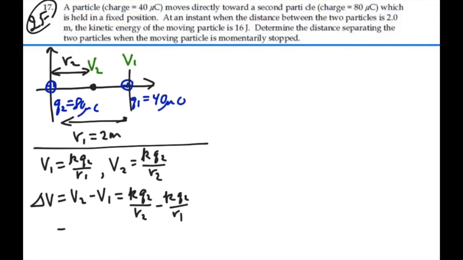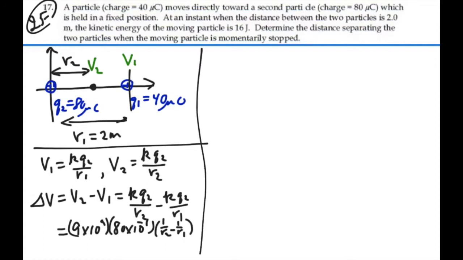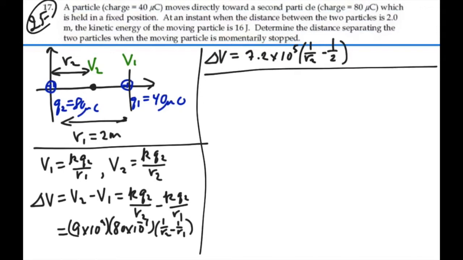Okay? So that's going to be equal to 9 times 10 to the 9 times Q2, which is 80 microcoulombs, times 1 over R2 minus 1 over R1. In other words, the change in potential is going to equal 7.2 times 10 to the 5 times 1 over R2 minus 1 over 2, 1/2. Alright, we want to find R2.